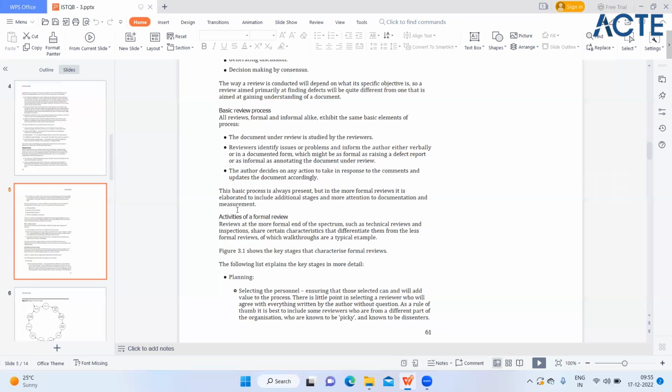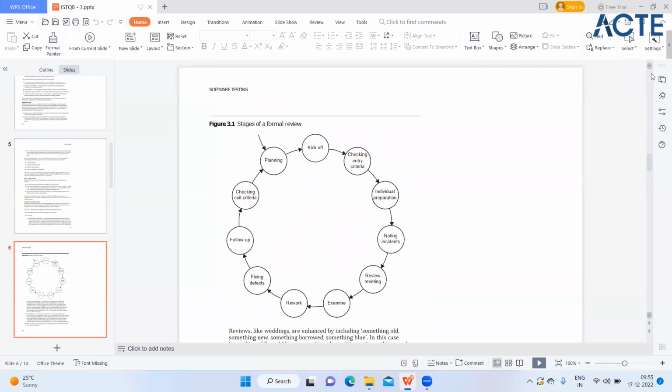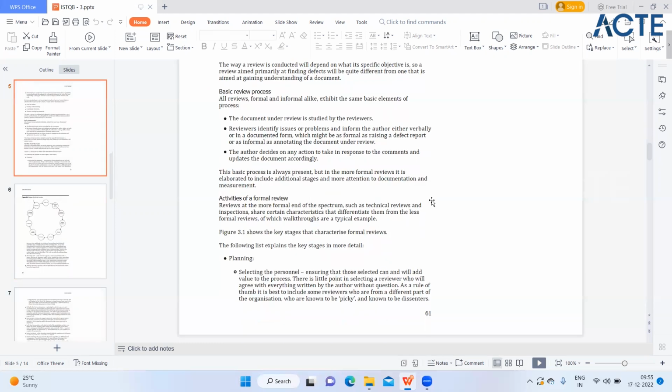Now, the basic process is always present, but in the more formal reviews, it is elaborated to include additional stages and more attention to documentation and measurement. So, in formal review, we always have to document everything that they are saying. Okay. Now, this is the activities of the formal review.